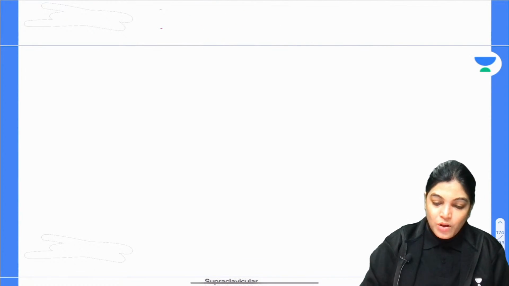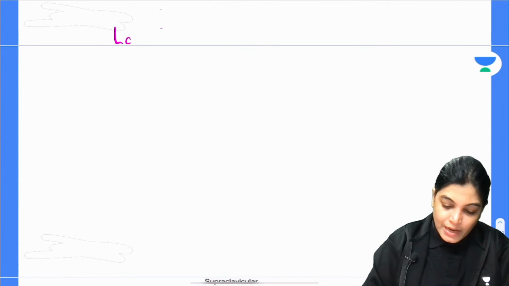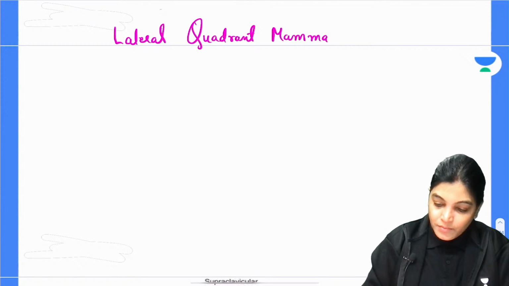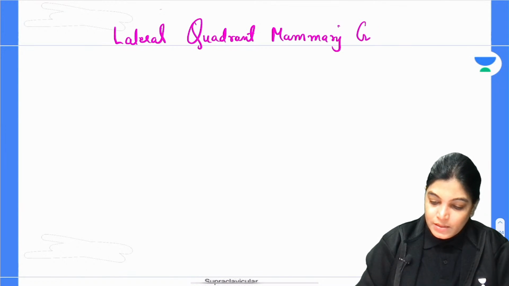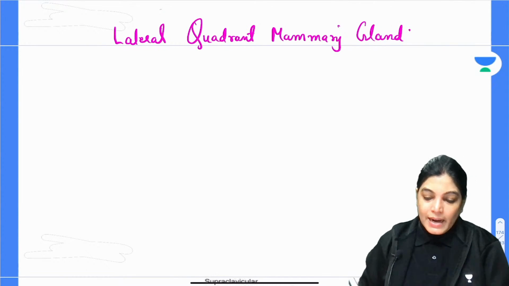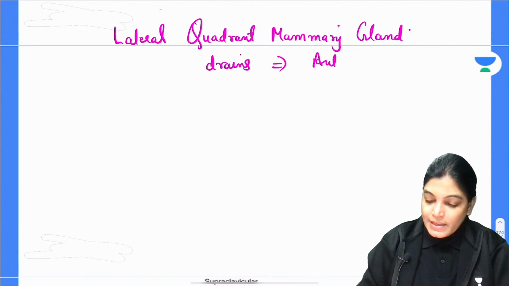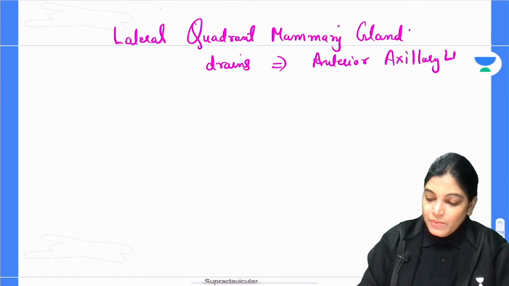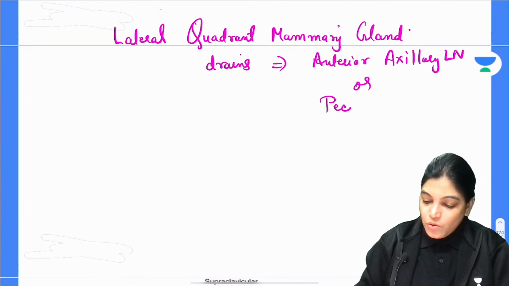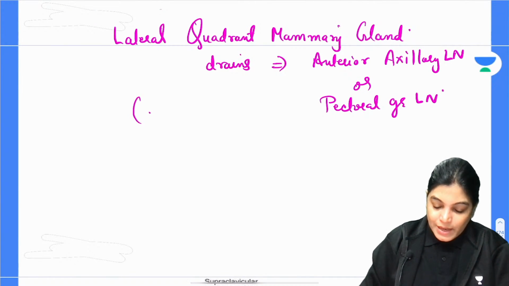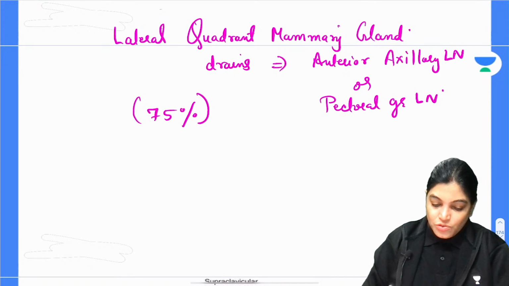Okay, let's write it for you. So all the best. So please write down lateral quadrant. When I am talking about lateral quadrant of mammary gland or breast, its lymphatics drain into anterior axillary lymph node, and it is also called as pectoral group of lymph node. So 75% of the lymphatic of the breast drains here.